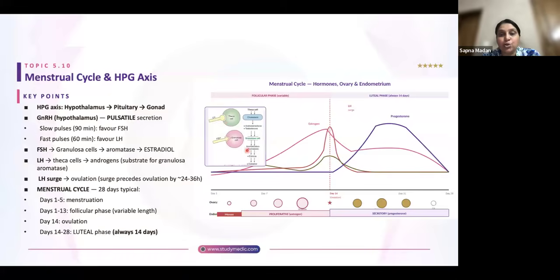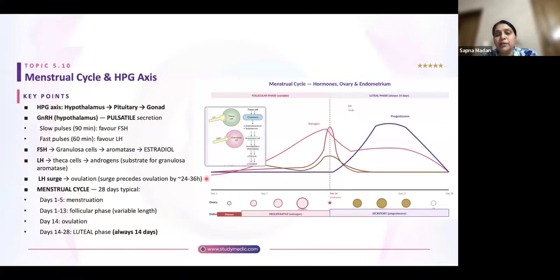So this is a diagram to show the two cell theory. The LH is acting on the theca cell. In the theca cell, the substrate is cholesterol, and that will convert to testosterone. That will go to the granulosa cells. The granulosa cells will be acted on by FSH, and then the aromatase enzyme will convert the testosterone to estradiol.